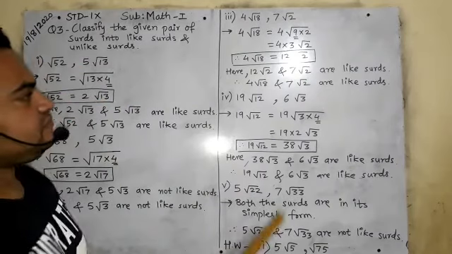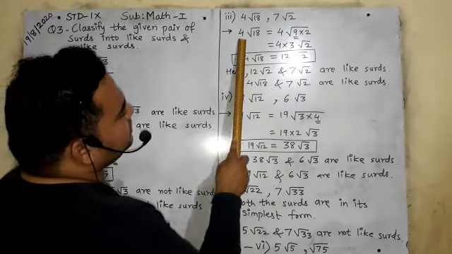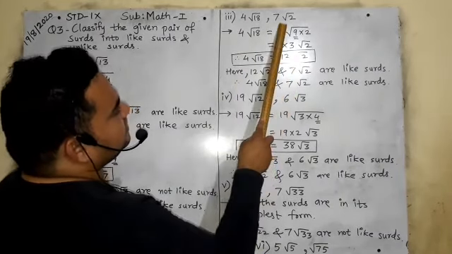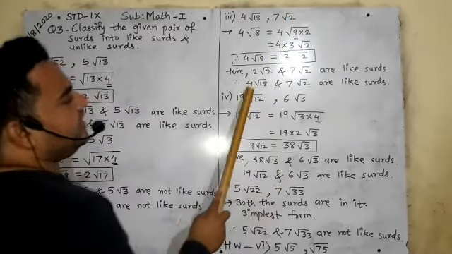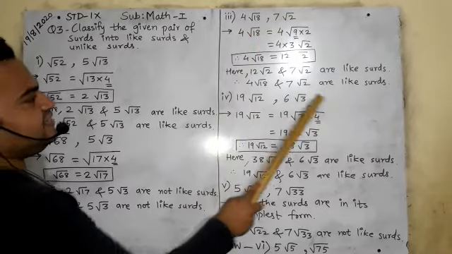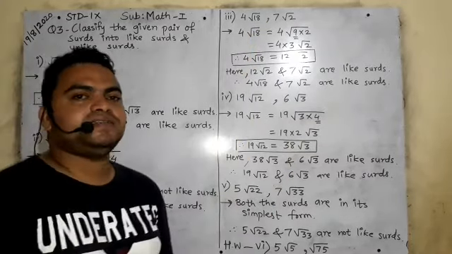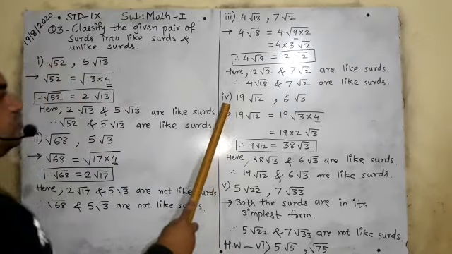So now I came to know that this number is also having square root 2 and this number is also having square root 2. Therefore, they are like surds. So at last I will write the question as it is and I will mention over there that these numbers are like surds. Now, see the fourth one.